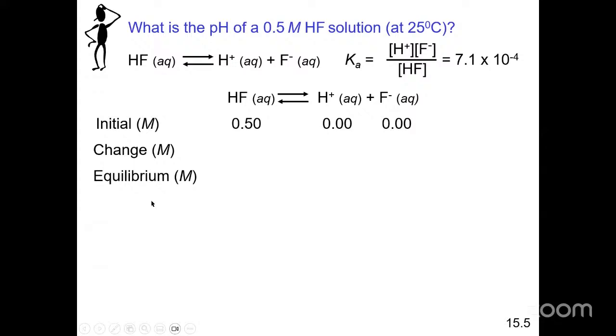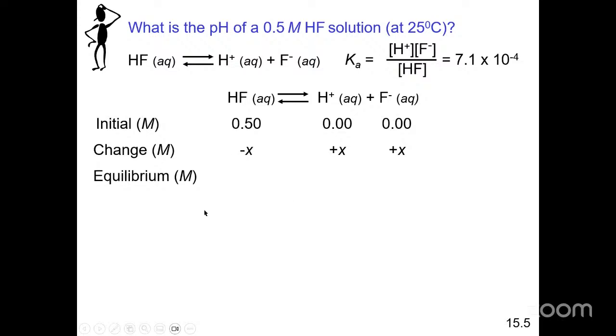In fact, we need to find the change. So what we're going to do is assume that the change in the concentration of HF is minus X, right? We don't know what it is, so we're just going to use an unknown term for that, minus X. Now, if the change in the concentration of HF is minus X, based on the stoichiometry of the equation, that means that the change in the concentration of H plus would be plus X, and the change in the concentration of F minus would be plus X as well, right? So to get the equilibrium concentrations, all we have to do is add the values in this line to the values in this line, right?